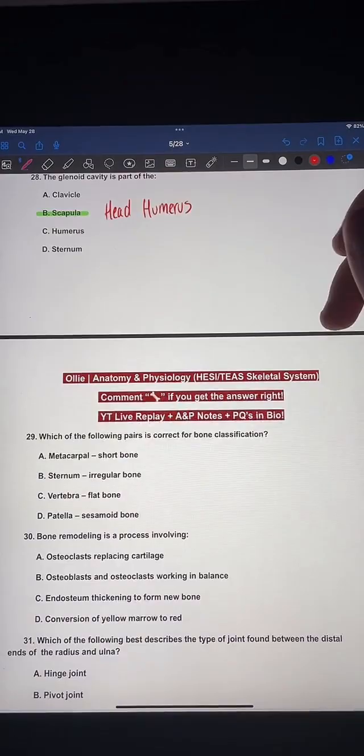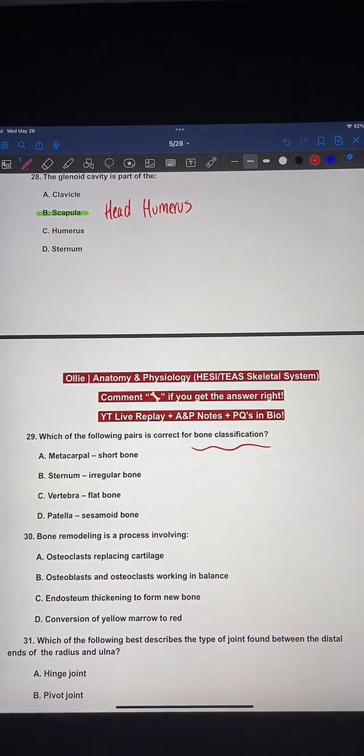All right, moving on to number 29. Which of the following pairs is correct for its bone classification? Which of the following is correctly paired?